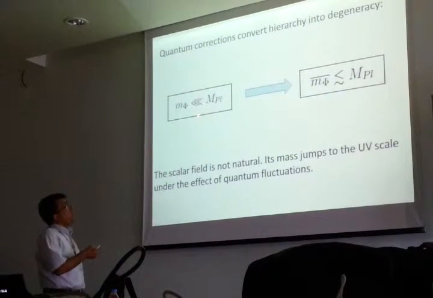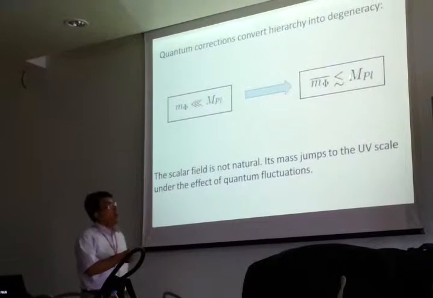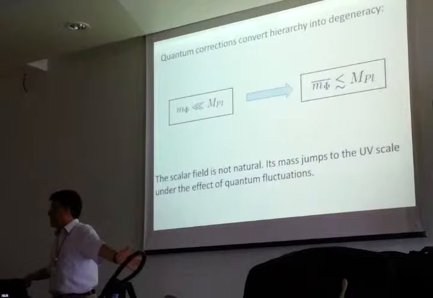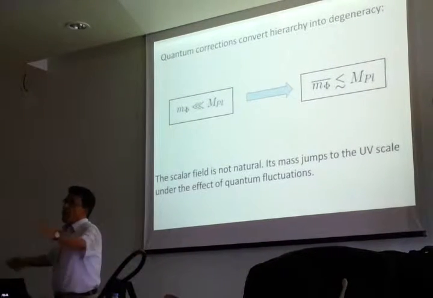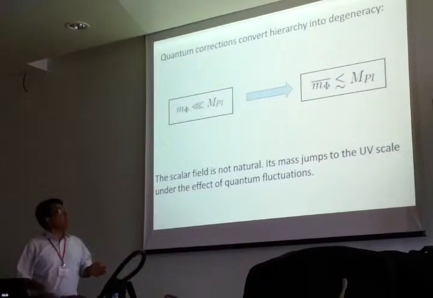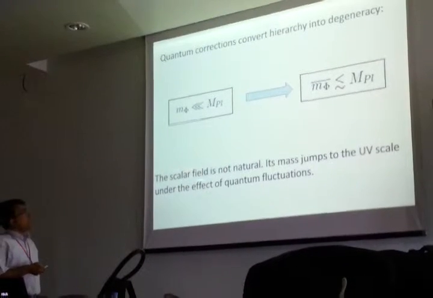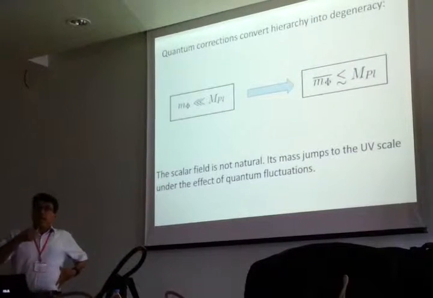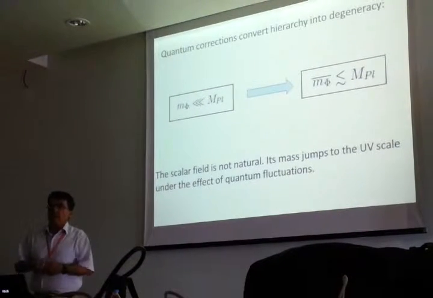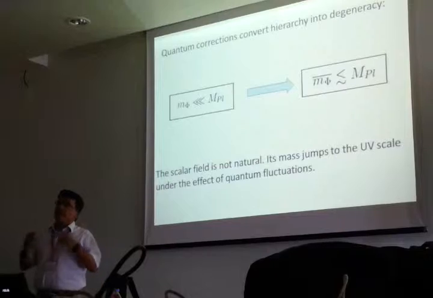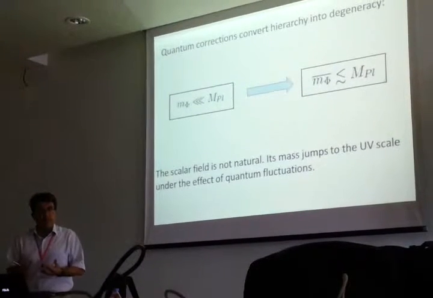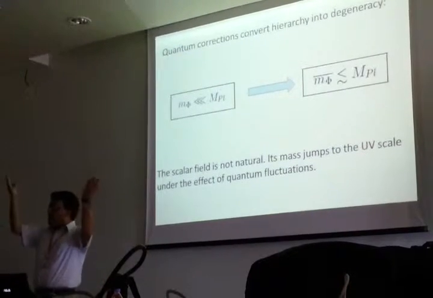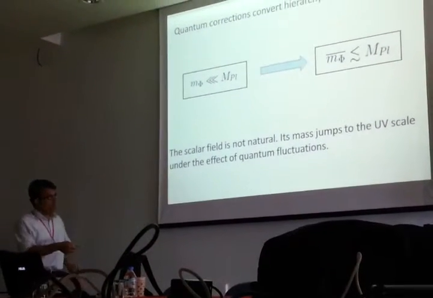Originally, we had m pi much less than m Planck. After renormalization, we find that m pi is just around m Planck, within a loop factor. So our theory is dead. Nothing is left over. The conclusion is that the scalar field is not natural. That is to say, it cannot preserve its scale. Under quantum effects, when you add the effects of quantum fluctuations of fields, the scalar field goes to a very high scale, and you see, the story is this.